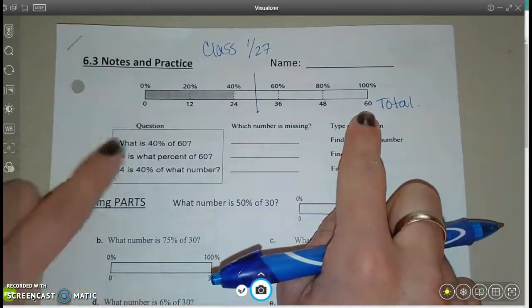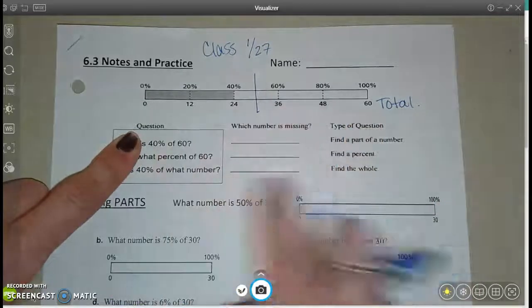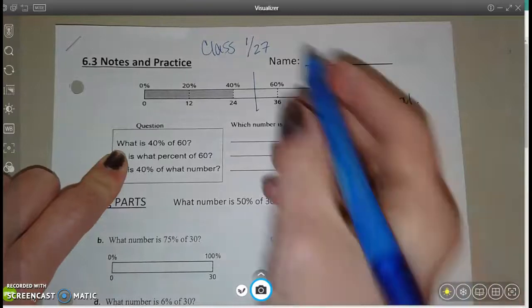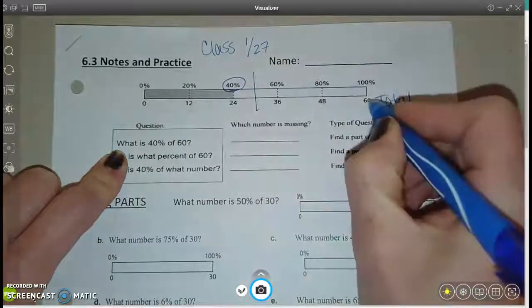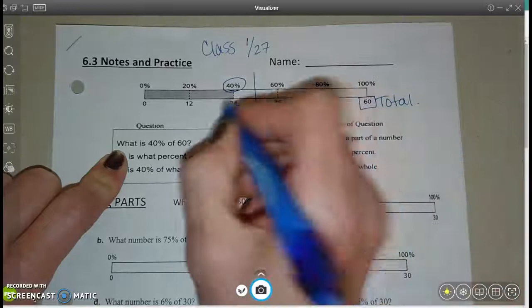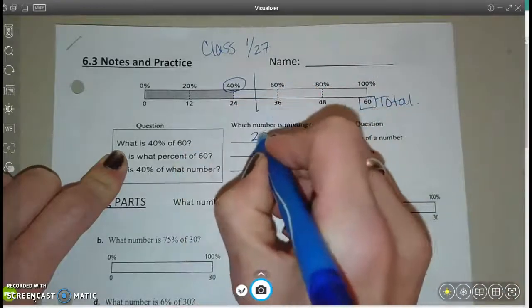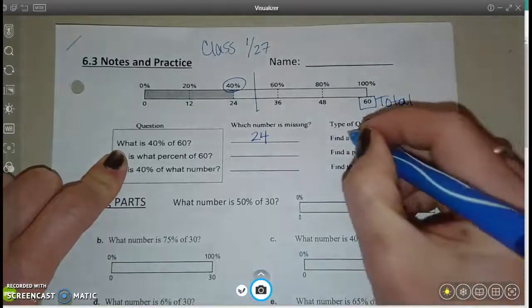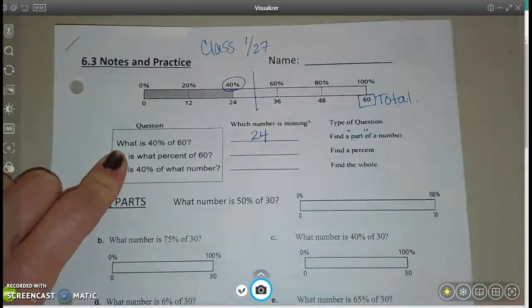So there's three kinds of questions we can ask with this basic percent problem. I could ask, what is 40% of 60? Well, here's 40% of 60, the total, and my answer would be 24. And 24 is, they're looking for the part. How big is this part out of the total?